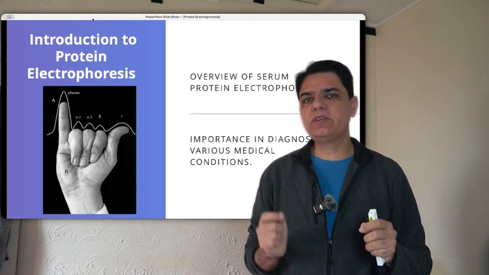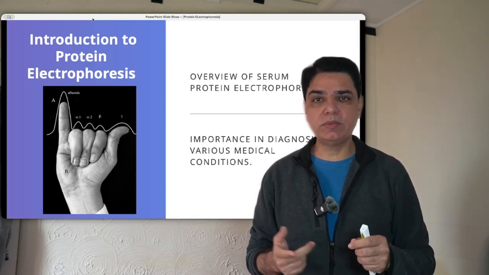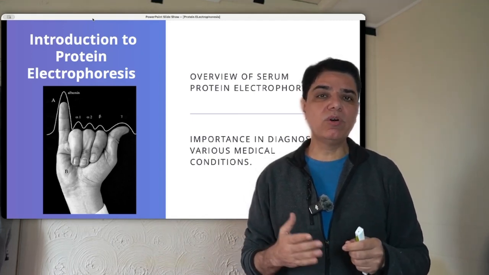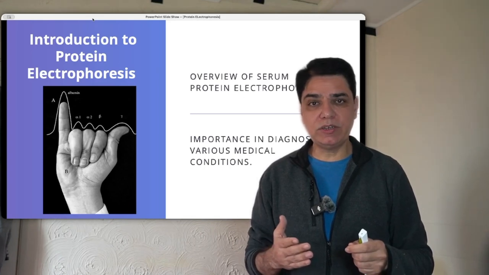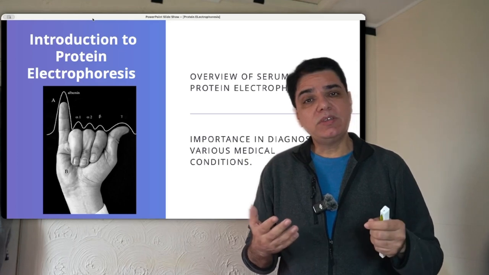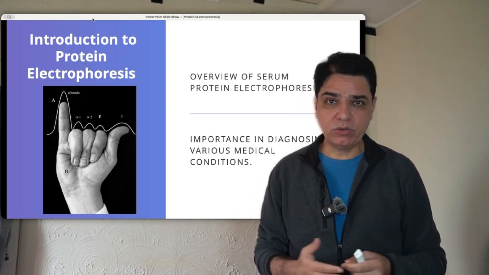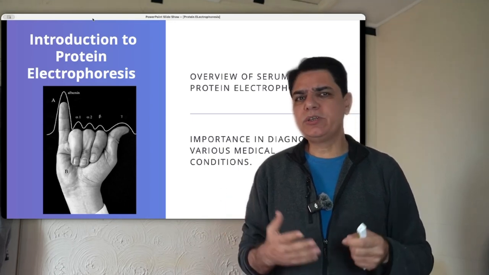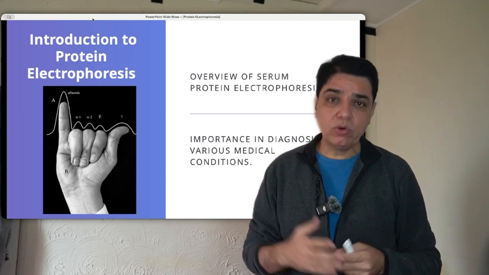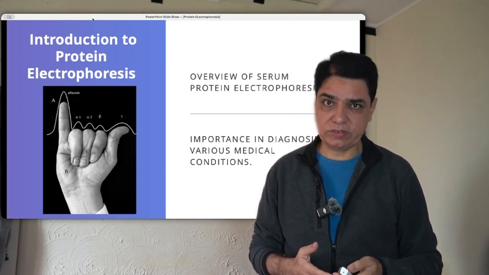Normally, protein electrophoresis is ordered when you are suspecting gammopathies, which are basically problems in the gamma proteins, or sometimes if you find, for one reason or another, that the serum proteins are either elevated or decreased, as in certain forms of kidney disorders, liver disorders, and even neurological disorders. In all these conditions, protein electrophoresis is done to aid in the diagnosis. So let's dive in and talk about how we interpret this protein electrophoresis.